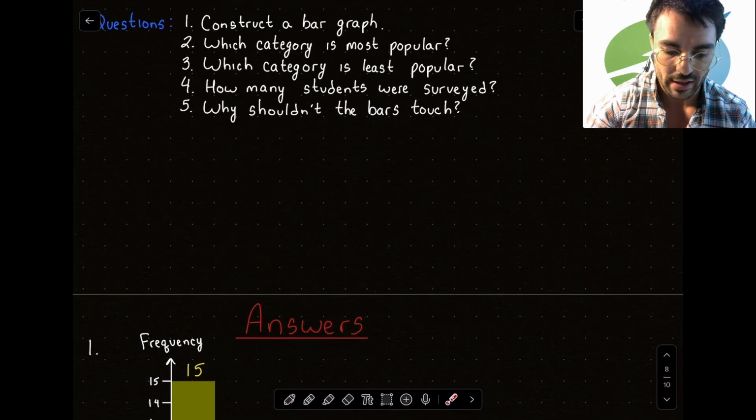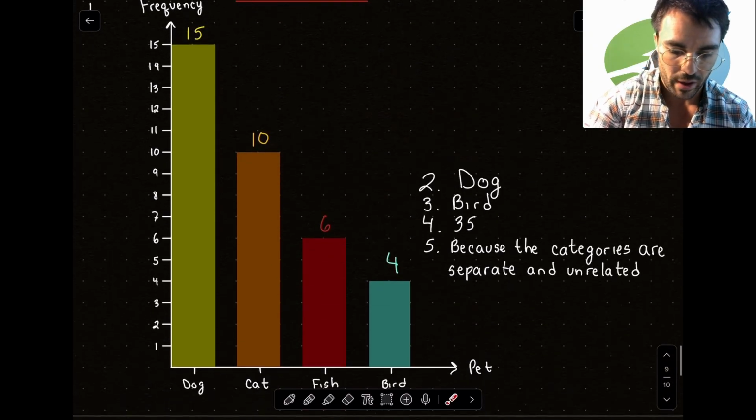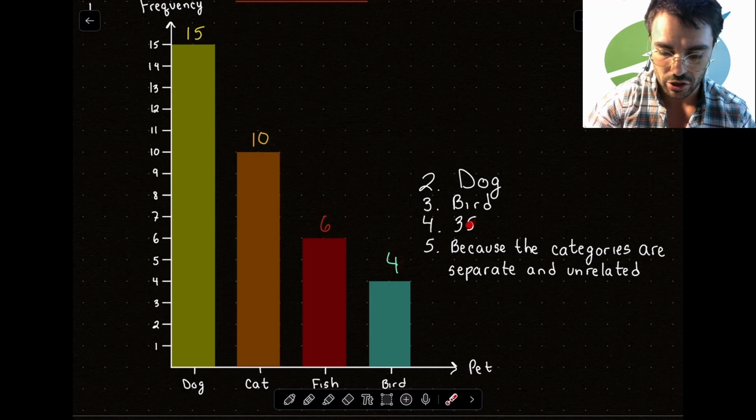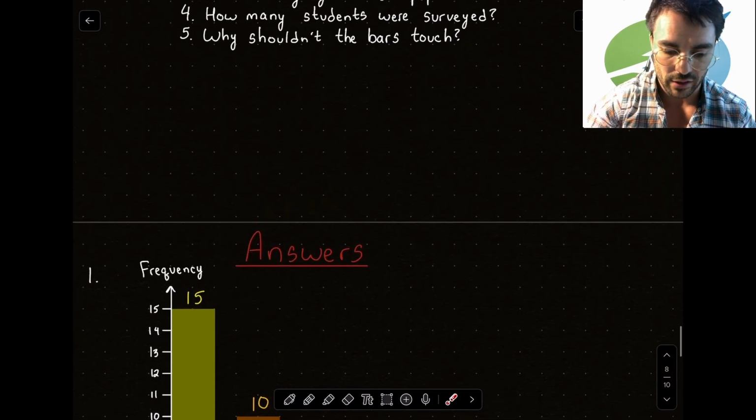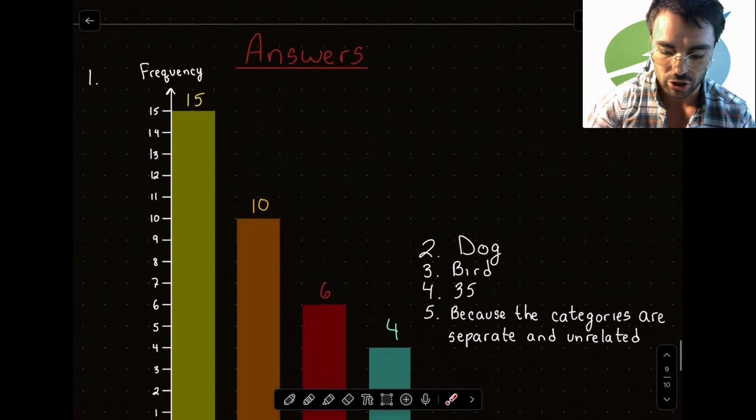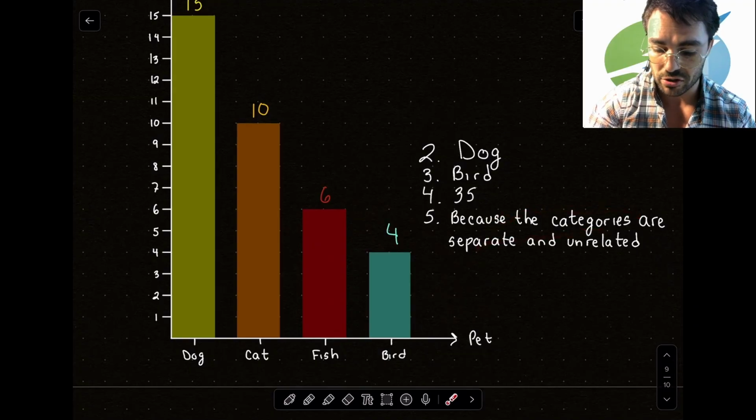Question 4, how many students were surveyed? We add all these up, 15 plus 10 plus 6 plus 4 should give us 35. And the last question is, why shouldn't the bars touch? Because the categories are separate and unrelated. That's why we don't have them touch.